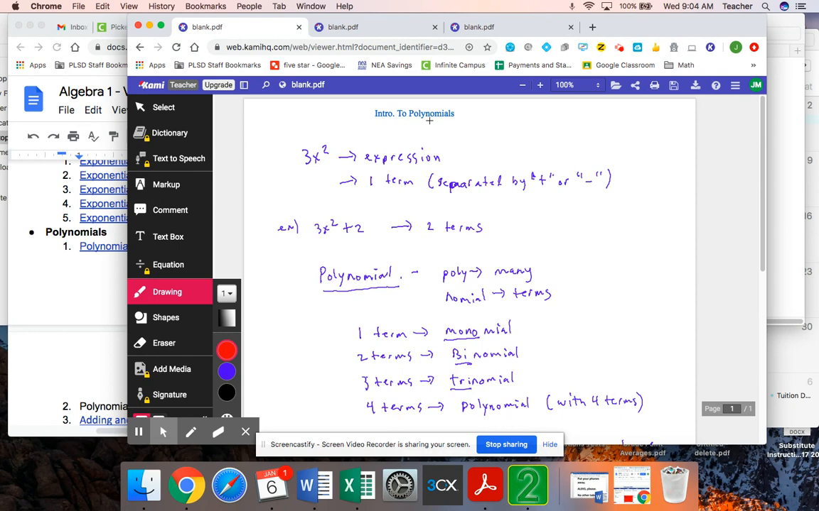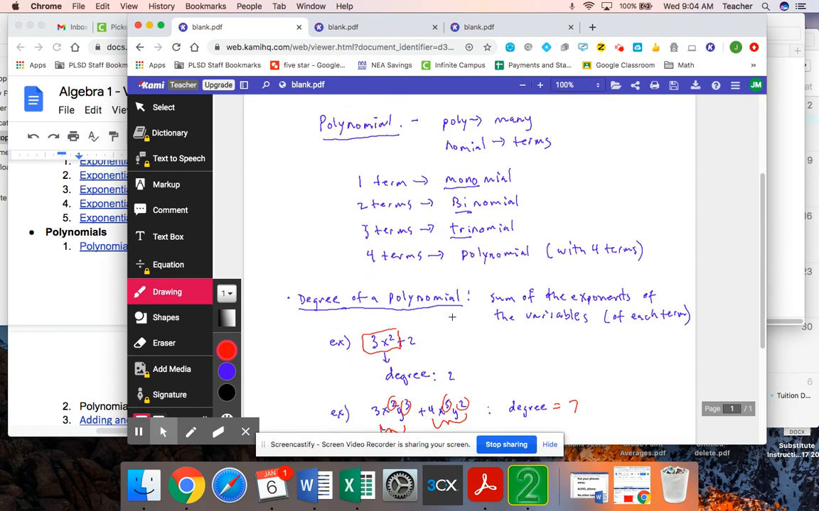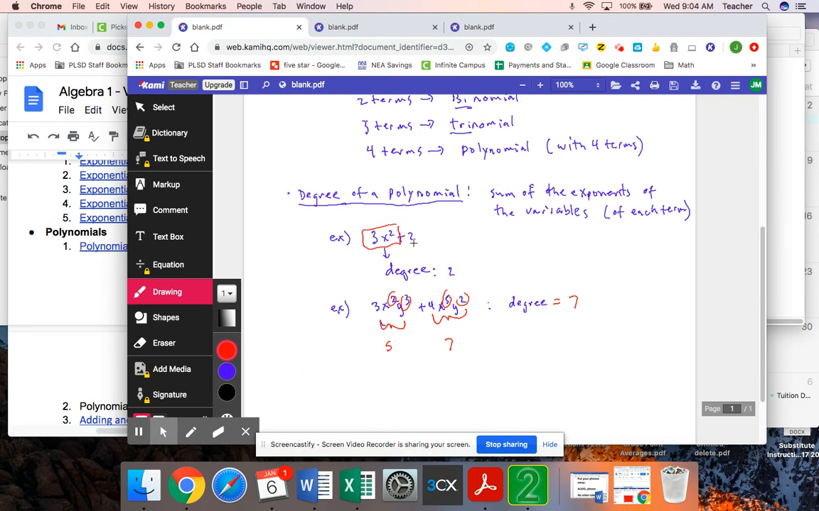But before, when we talked about the introduction to polynomials, we found out what a polynomial was. We found out how to find the degree of a polynomial. It's really just take the sum of the exponents of each term, and whichever sum is the largest, that number is the degree of the whole thing. So in these two terms, this one had a degree of 5, this term had a degree of 7, so the degree of the whole polynomial is 7.